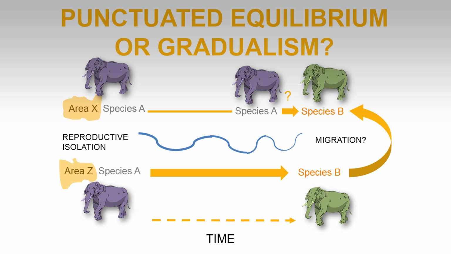But could it also be that species B evolved in another area and migrated into that area at the top and replaced A very quickly? It's very difficult to make that distinction.